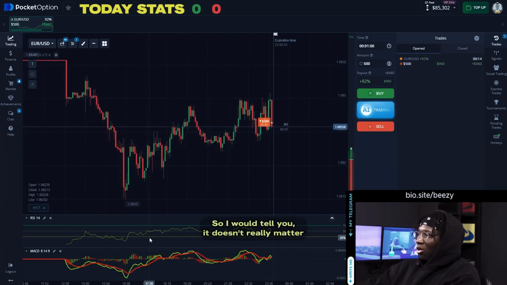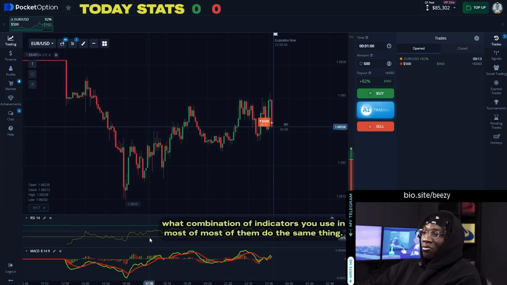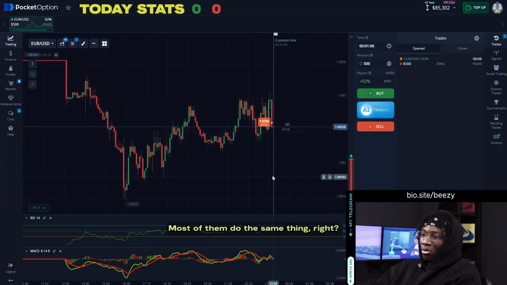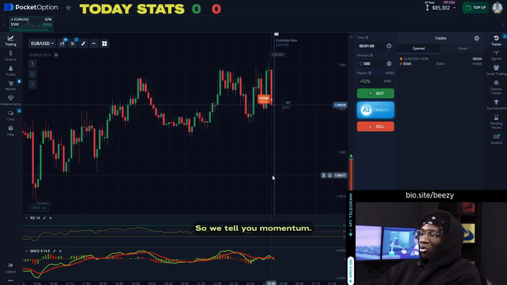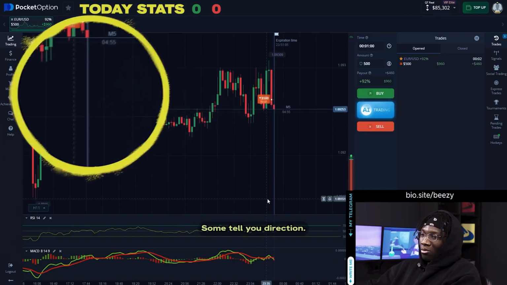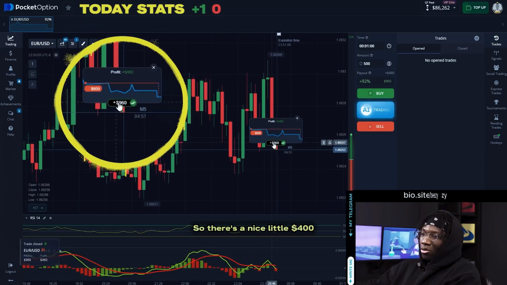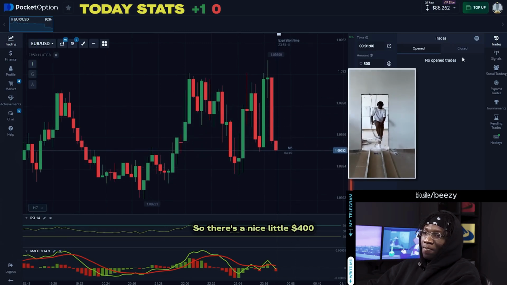So as I tell you, it doesn't really matter what combination of indicators you're using. Most of them do the same thing. Some may tell you momentum, some tell you direction. They pretty much do the same thing. So that's a nice little $400.